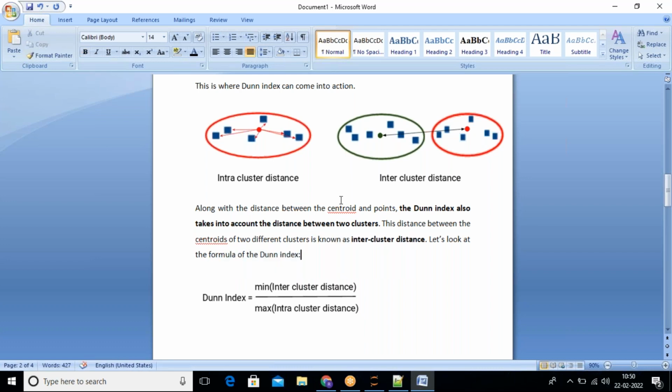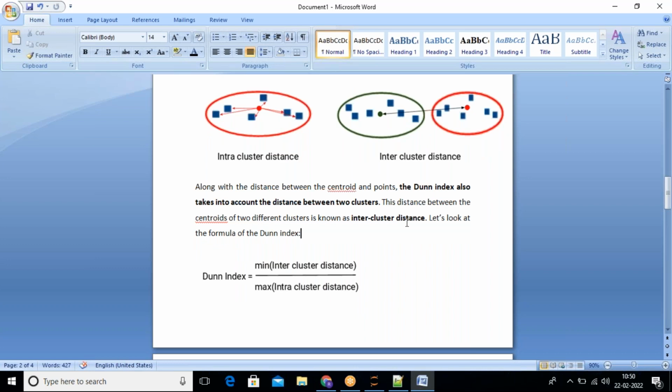देखिए, Dunn index equal to basically what? What is Dunn index telling? Dunn index is telling that minimum of inter-cluster distance upon maximum of intra-cluster distance. This is basically what Dunn index is. So Dunn index बोल रहा है कि it calculates the distance between the centroid of two different clusters. Getting the point? Clear हो रहा है आप लोगों को?